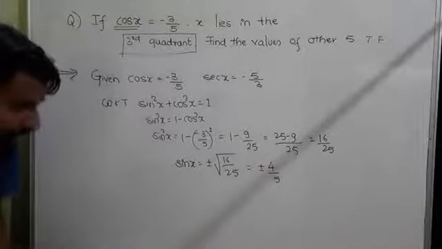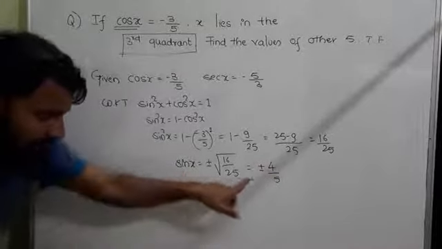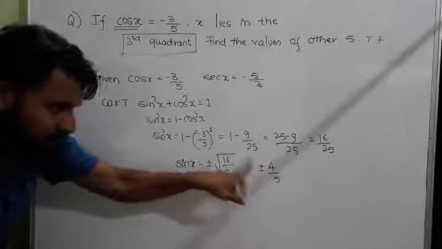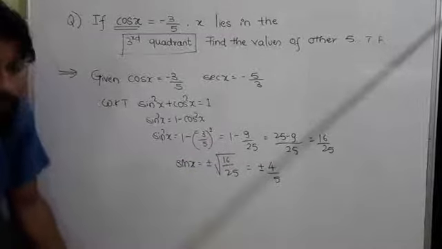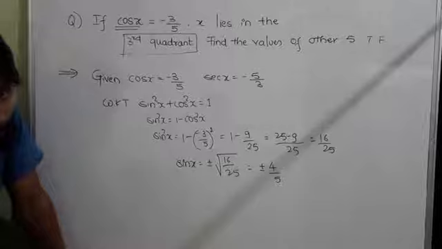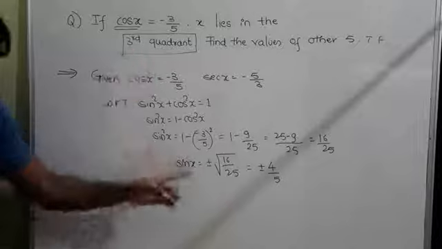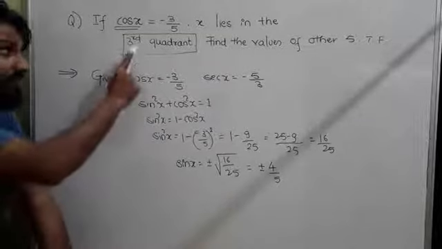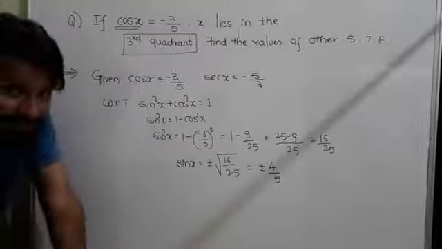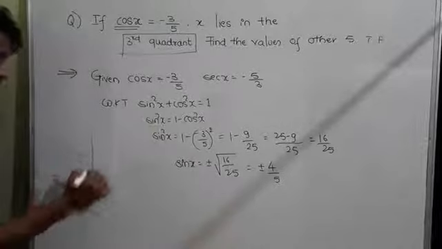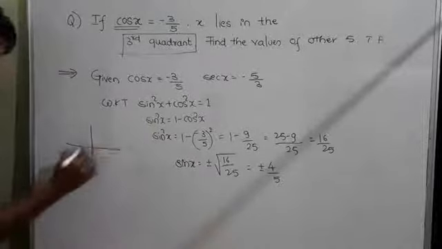Now for sin x, I am getting two values. One is plus, one is minus. But which one do I have to pick? Well, that will be decided by this one. We can tell easily by the third quadrant. Since x is lying in the third quadrant, we know the ASTC rule.